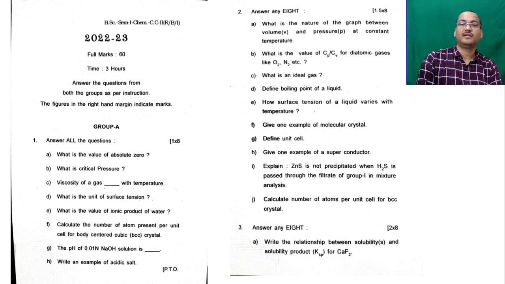Next question. Explain why zinc sulfide is not precipitated when H2S is passed through the filtrate of group 1 in mixture analysis. Calculate the number of atoms per unit cell for BCC crystal.